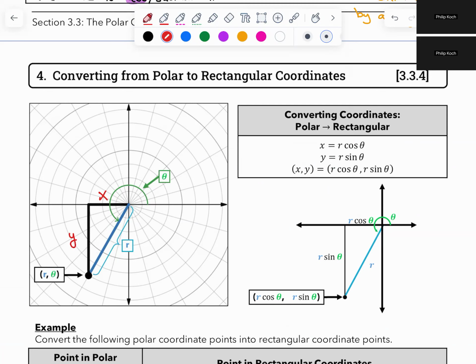And so, cosine of theta is equal to X over R, and sine of theta is equal to Y over R. So that means that Y is equal to R sine theta, and X is equal to R cosine theta. So that is the conversion: if you want to convert from polar to rectangular, you take R and cosine theta to get your X, and you take R and sine theta to get your Y value. So this is a nice little nifty chart to represent it.